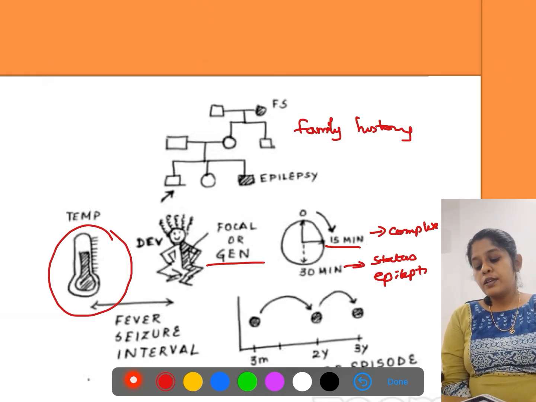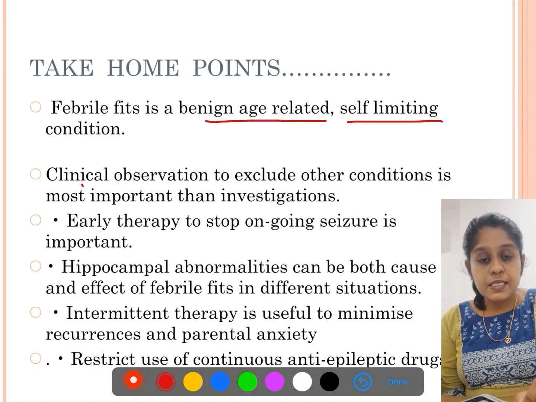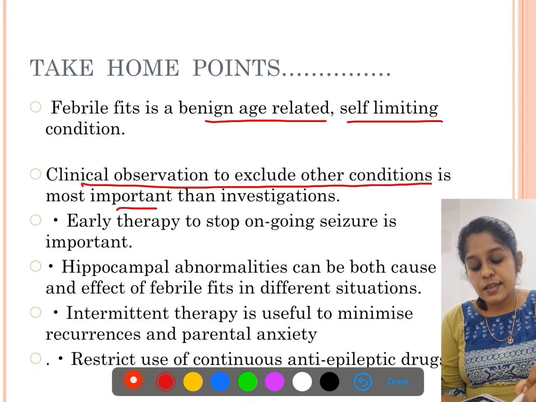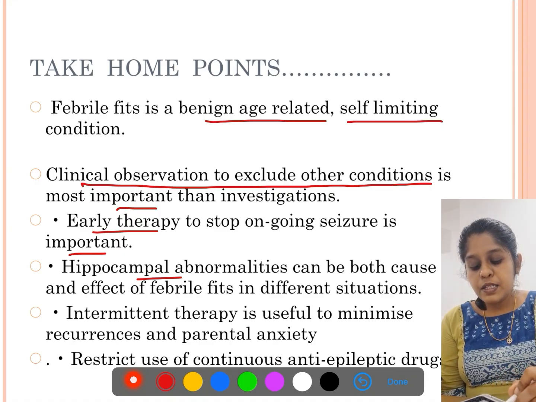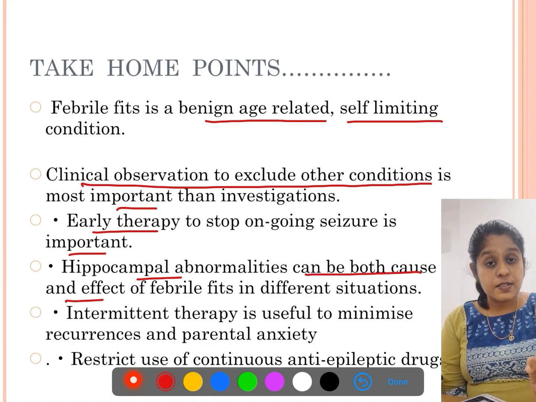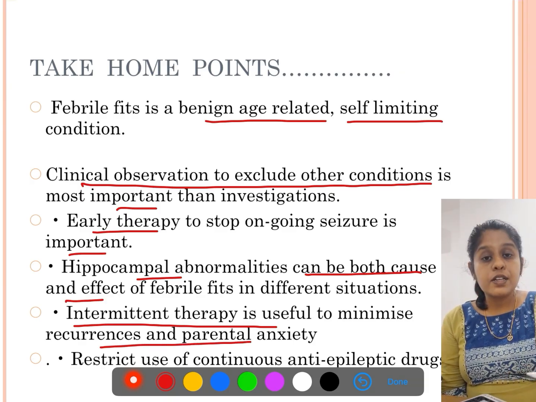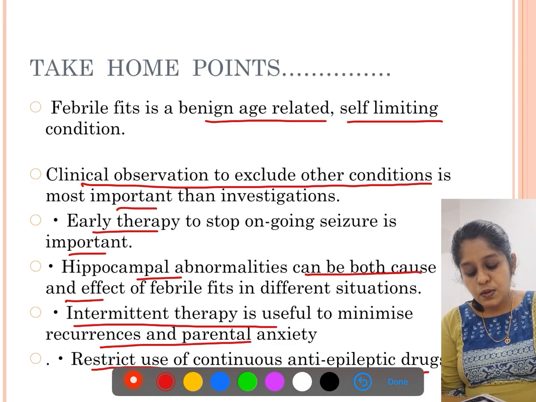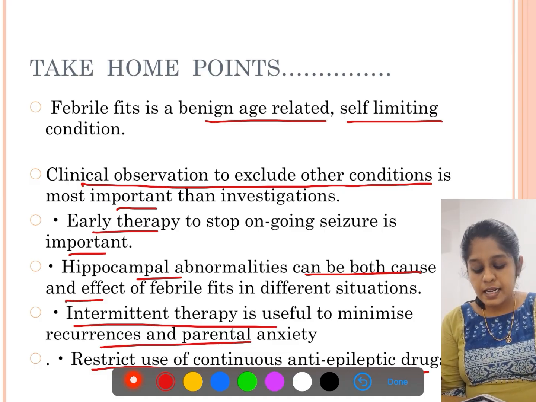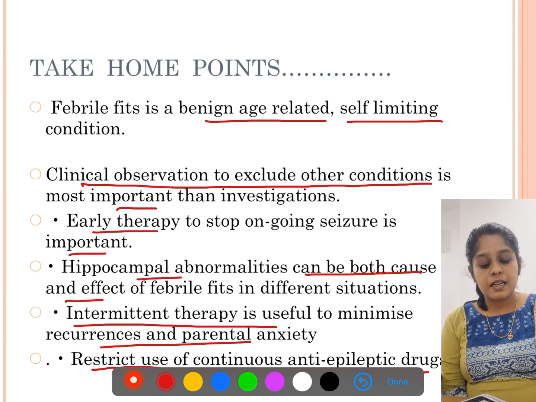So the take home points: febrile fits is a benign, age-related, self-limiting condition. Clinical observation to exclude other conditions is more important than investigation. Early therapy to stop an ongoing seizure is very important. Hippocampal abnormalities can be both cause and effect of febrile fits in different situations. Intermittent therapy is useful to minimize recurrence and parental anxiety. You have to restrict the use of continuous anti-epileptic drugs.